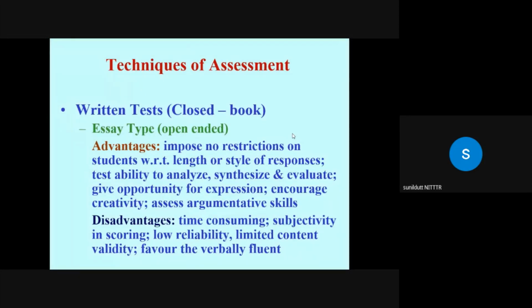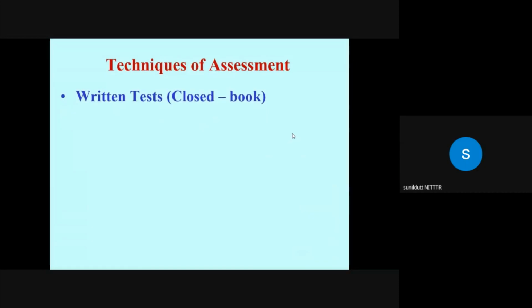हाइड्रोक्लोरिक एसिड. Now the student doesn't know whether to write the laboratory preparation or to write the industrial manufacturing, क्योंकि दोनों syllabus में है, whether to give the physical properties or chemical properties, advantages, disadvantages, nothing is mentioned, everything is to be given, पूरा chapter लिखना है. Time consuming, subjectivity, low reliability, limited content validity, and favor the verbally fluent. Okay. Then written test is essay type, restricted response question.